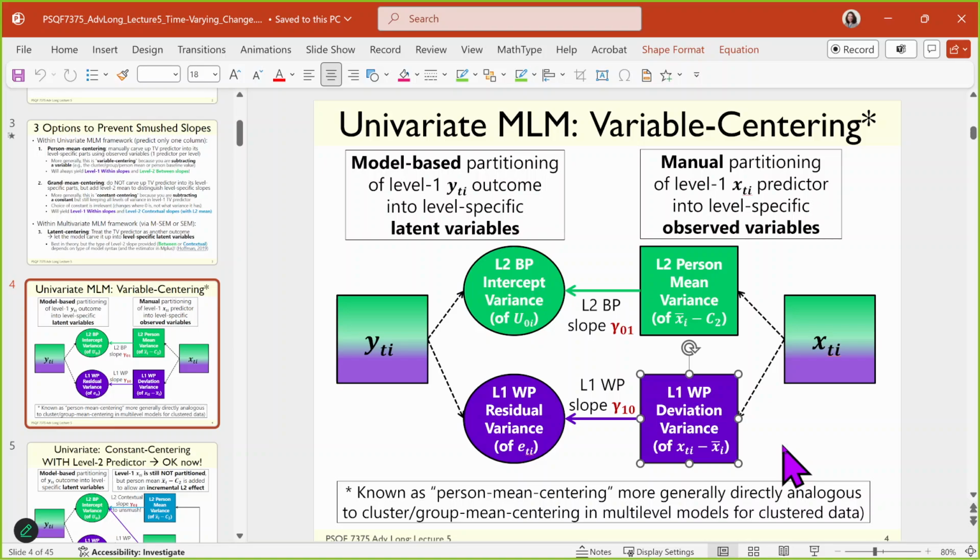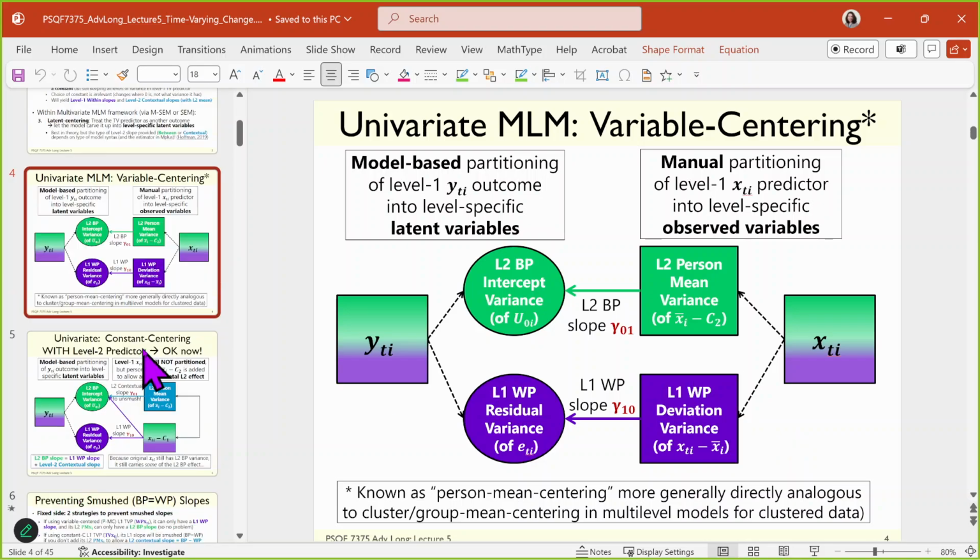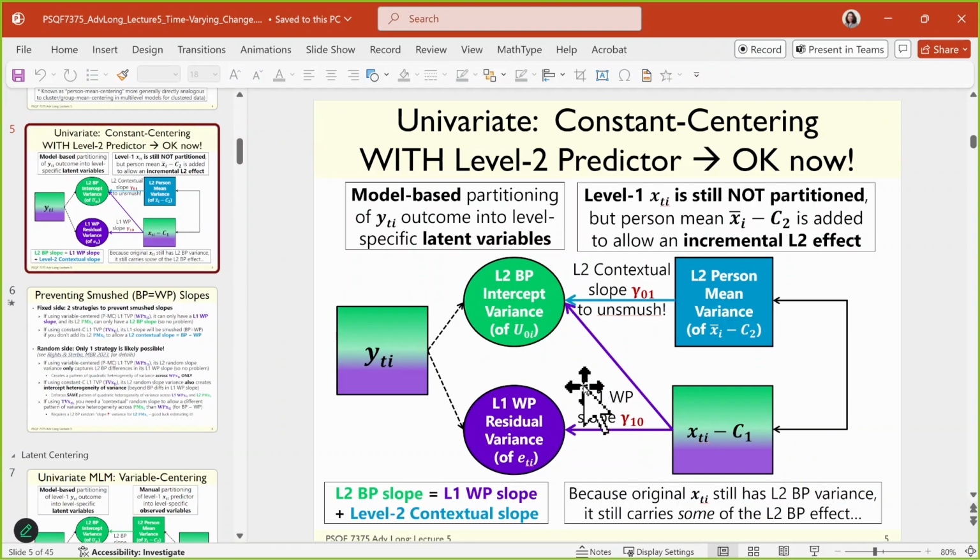Level 2 random slopes are between person differences in the within person effect, and that's all that it could be. If we tried to do a random slope for the OG variable, then it's actually doing two things at the same time. And so it's a smushed effect. It's just a different kind.